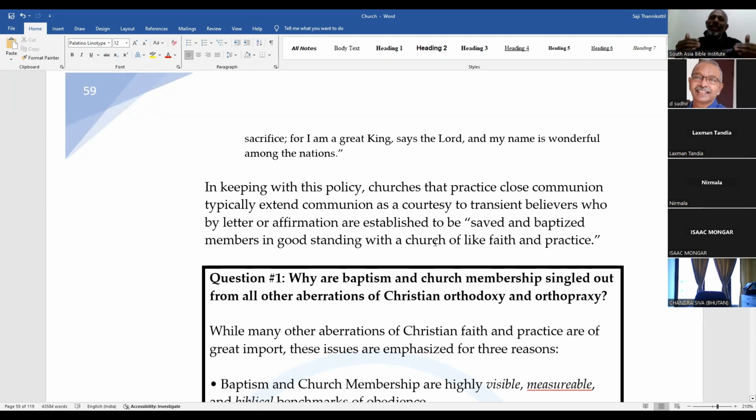But we extend the fellowship, eating at our table. If you have the same faith and practice, you're saved, baptized, members in good standing of a local church of like faith and practice, you are welcome. But it is not your right. You don't have the right. Only the members have the right. But for courtesy's sake, we typically extend communion as a courtesy to transient believers who, by letter or affirmation, are established to be saved and baptized. So for courtesy's sake, we extend communion.